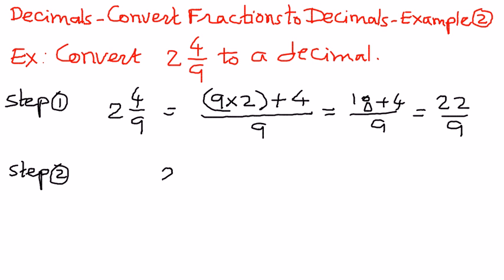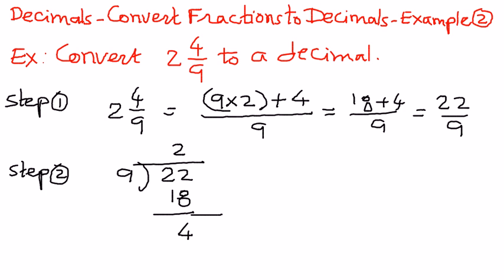So we take 22 and we want to divide that by 9. 22 is larger than 9, so we can perform the division. We recall our 9 times table. 9 times what number is equal to or less than 22? 9 times 2 is 18. So 22 minus 18 is going to be equal to 4.